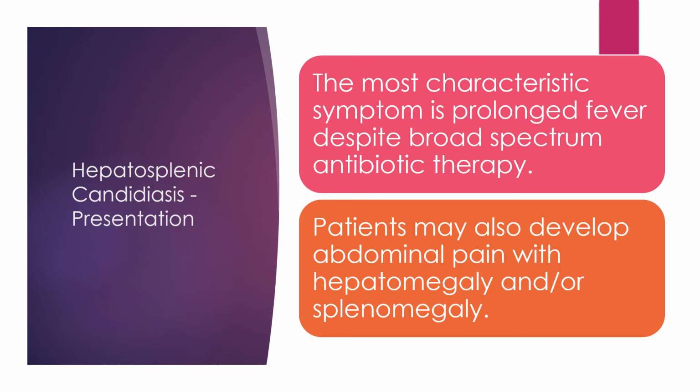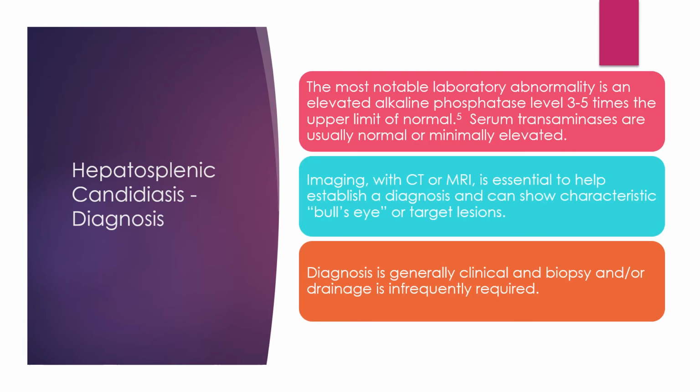And the most characteristic symptom is prolonged fever, despite broad spectrum antibiotics. Patients clearly can also have abdominal pain, hepatomegaly, splenomegaly, or skin lesions as well. And the most notable lab finding is an elevated alk phos, which can be 3 to 5 times the upper limit of normal. Transaminases can actually be normal or just minimally elevated. Typically, CT or MRI imaging is key and can reveal a characteristic bull's eye or targetoid lesion. Generally, either you arrive at the diagnosis with clinical suspicion or following drainage.